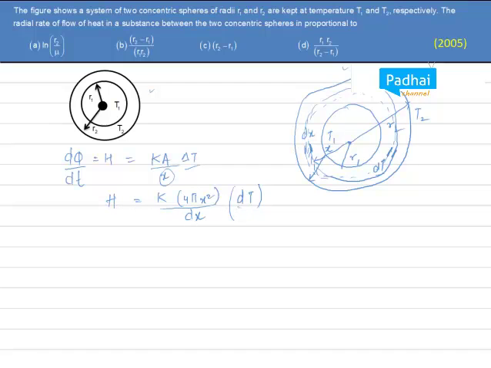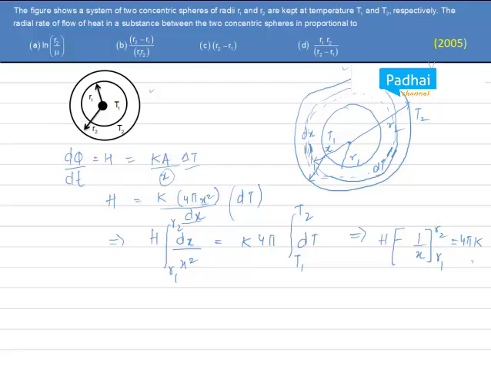So what I have to do is integrate it. I'll take dx and all the terms of x on the left side. That means H into dx over x square will be equal to K into 4 pi into dT. Now I will be integrating T from T1 to T2, and x from R1 to R2. The integral of dx over x square is minus 1 upon x, with limits from R1 to R2, and this will be equal to 4 pi K into T, with limits from T1 to T2.